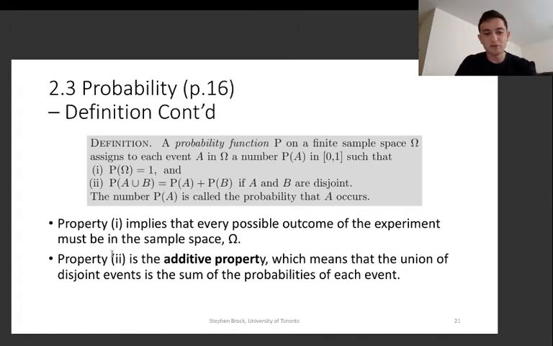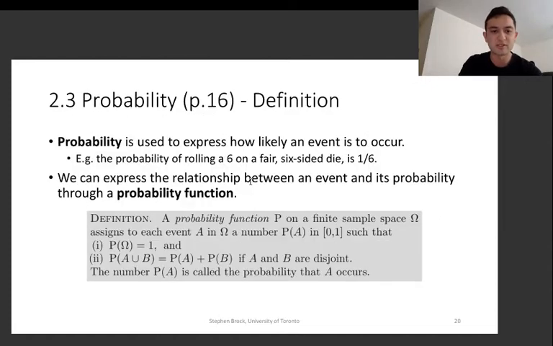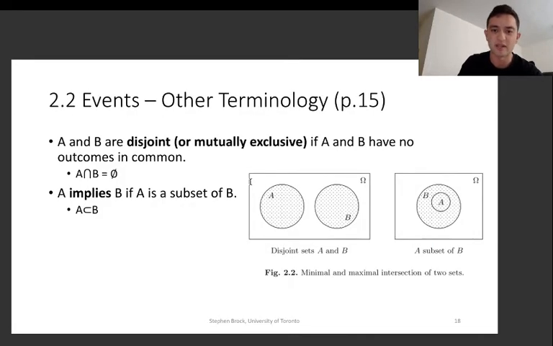And property 2, or property II, is the additive property, which means that the probability of the union of disjoint events is the sum of the probabilities of each event. So let's just go back for a second, we're looking at these. If we wanted the probability of A or B, so that it's either event A or event B, well, that's just the probability of A plus the probability of B, because that's how you would add up the chance that it's either A or B.